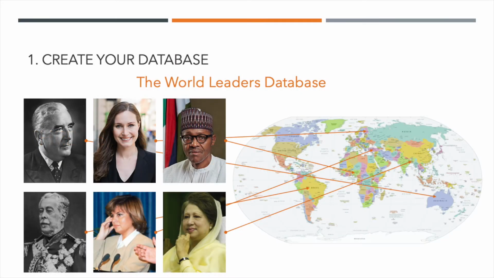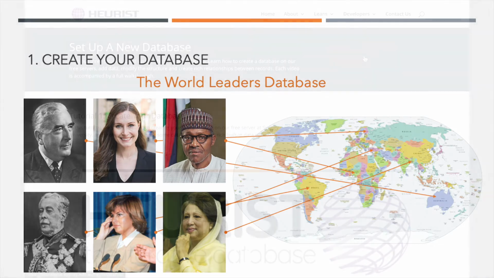For the practical part of this tutorial, we're going to build a new database, the World Leaders Database. It will contain 2 kinds of information: about people, and information about the countries that they ruled. Heurist comes built in with a range of data types designed for humanities research. 2 of these types, person and place, will form the building blocks of our new database.